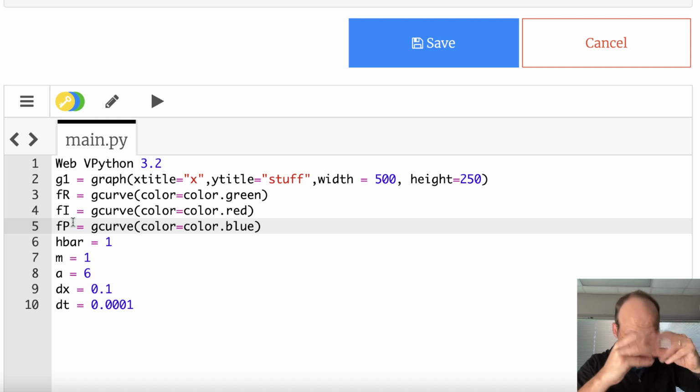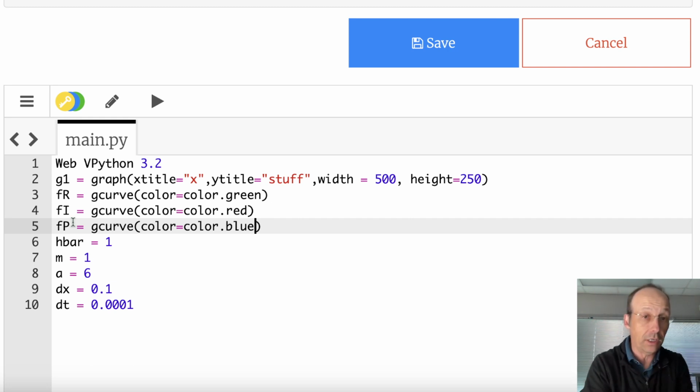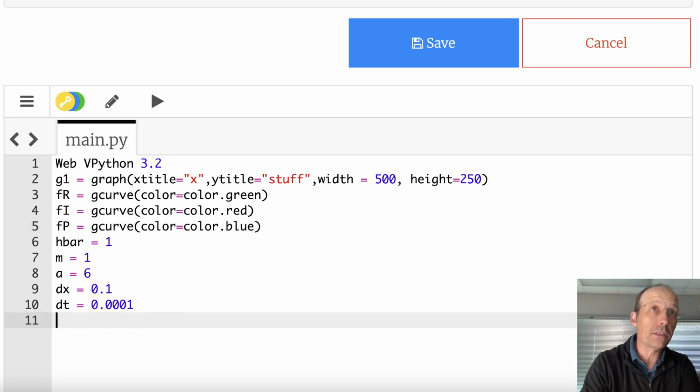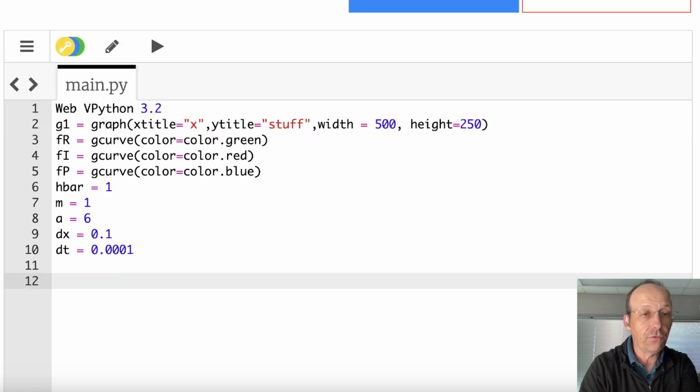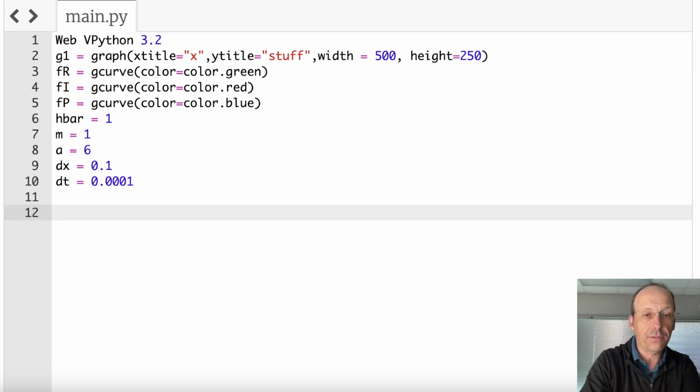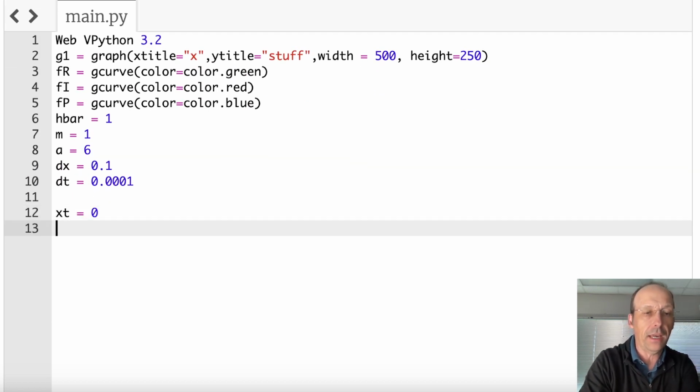Now, in terms of dealing with these finite differences, I need to put all my stuff in lists. So I need to make some lists. I'm going to have a whole bunch of lists, right? I want to have a list for x. So let's say xt is equal to 0. That's my temporary x. X equals an empty list.